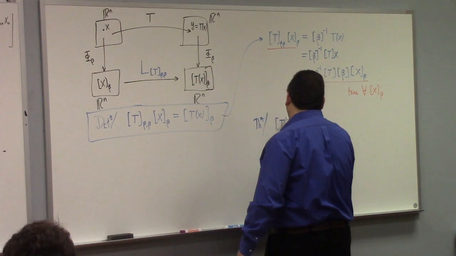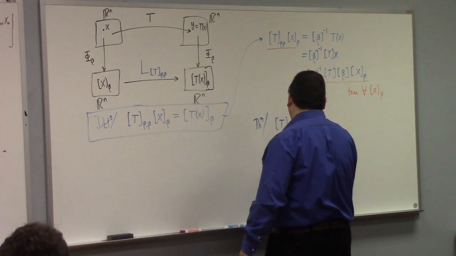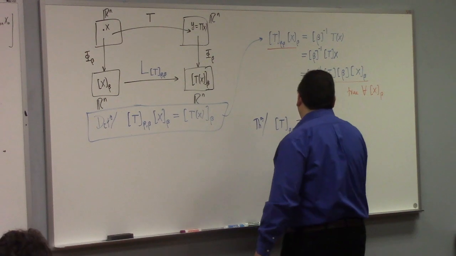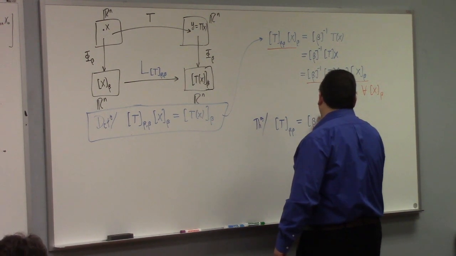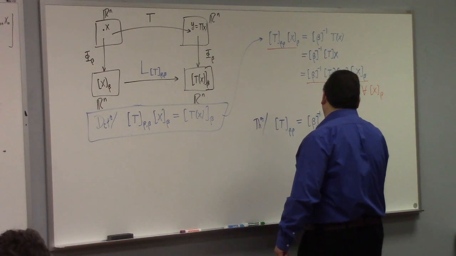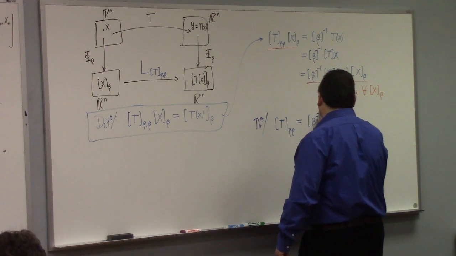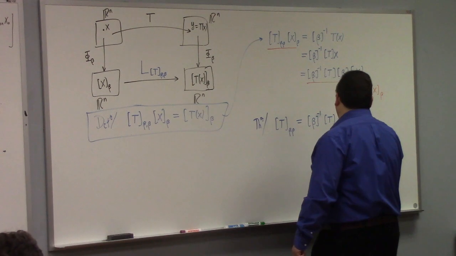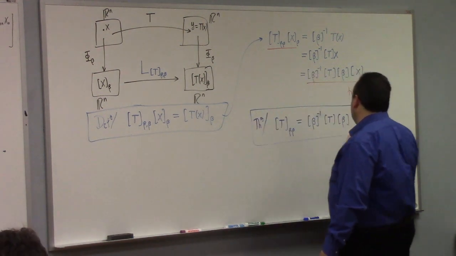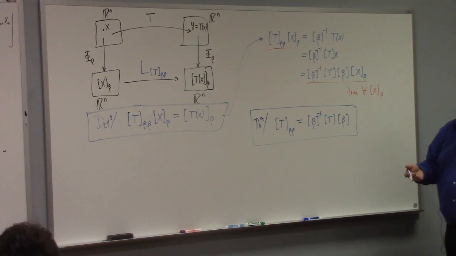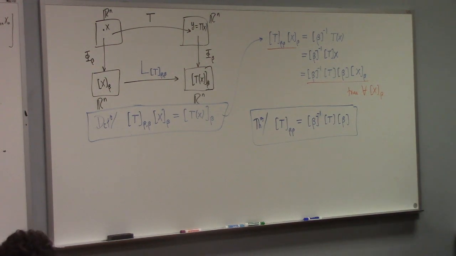The matrix of T with respect to the non-standard basis beta is simply obtained by the inverse of the beta matrix times the standard matrix of T times the basis matrix again. So there you go. That's that. This is the coordinate change rule for a linear transformation with respect to a non-standard basis.